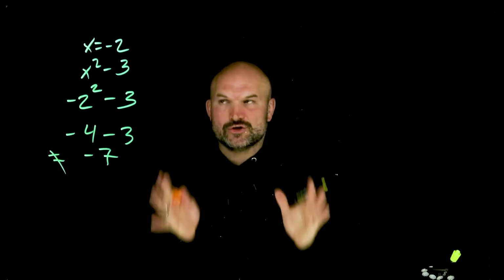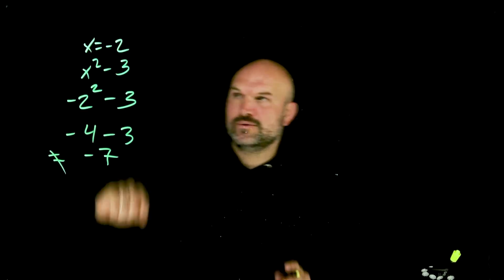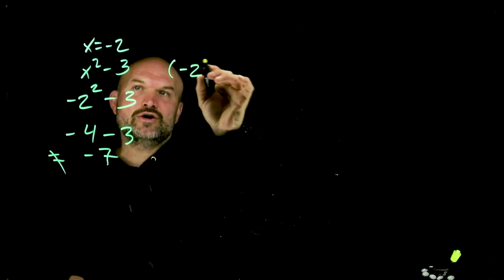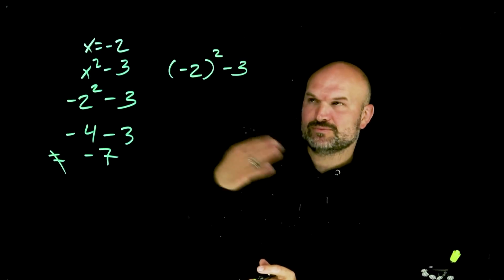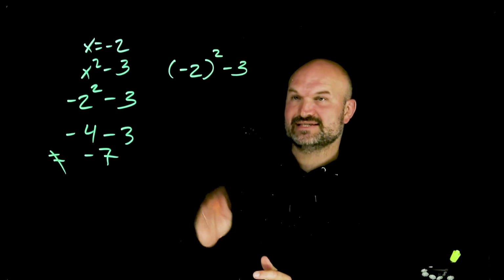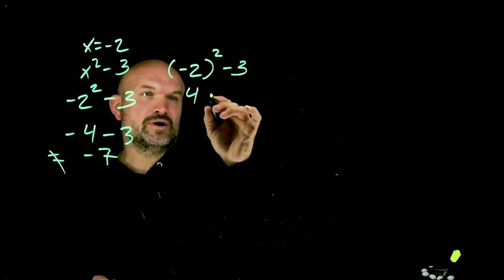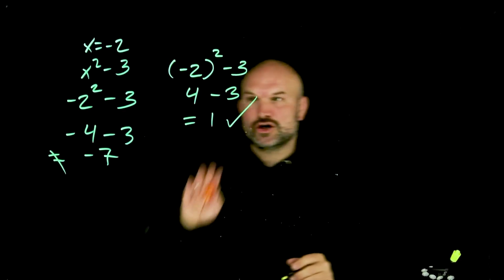We need to make sure we're applying the parentheses. When we are evaluating this x for -2, it's the whole thing, not just the 2, but also the negative. So this is actually (-2) squared minus 3. Now remember, when something's squared, you're multiplying it by itself, so a negative times a negative is now going to be a positive. Therefore, (-2) squared is going to be +4 minus 3, and that is going to equal 1. That is going to be our correct answer.